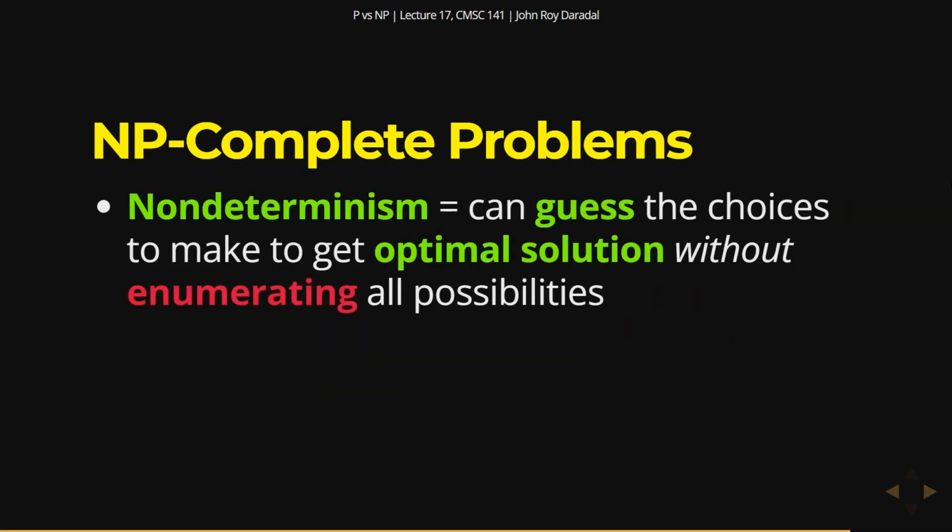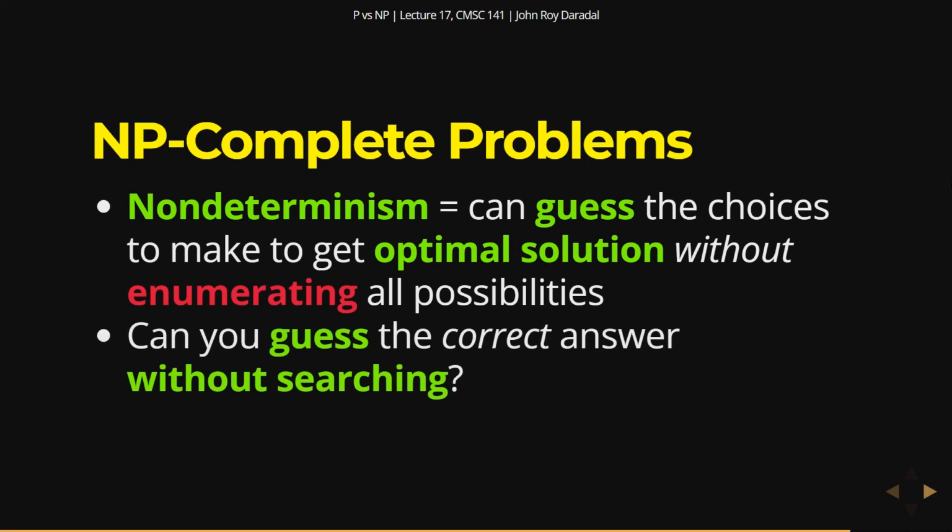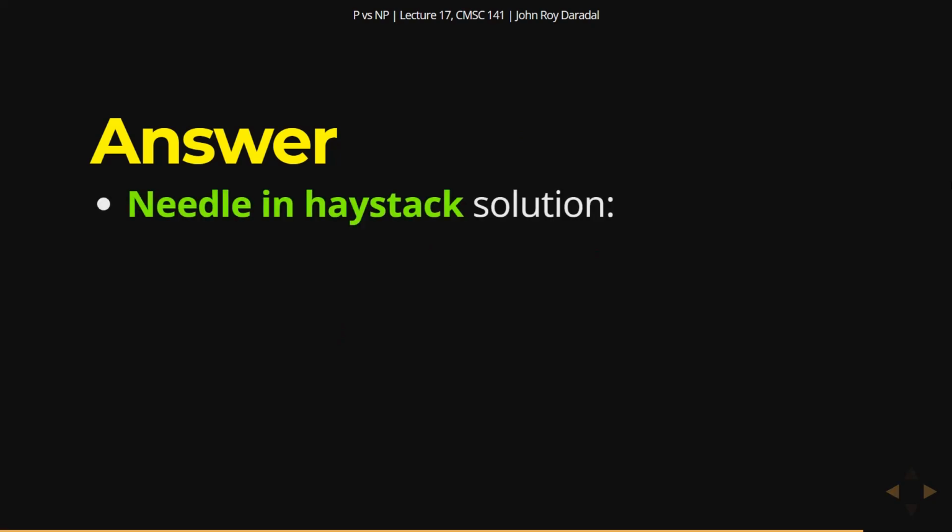So if we had non-determinism, we could guess the choices to make to get the optimal solution without enumerating all possibilities, right? If only we had this non-deterministic computer, if only we had this power of non-determinism, we could guess correctly how to get the answer without having to go through everything. So can you guess the correct answer without searching? Well, how do you do it? If you had the needle in a haystack, what would be the analogy for guessing the correct answer without searching?